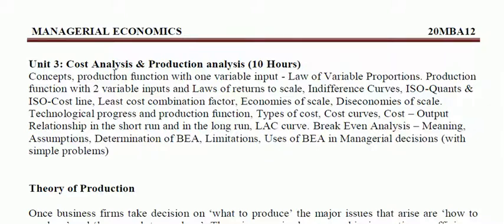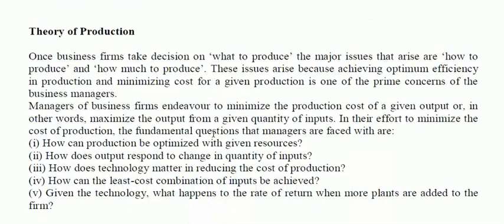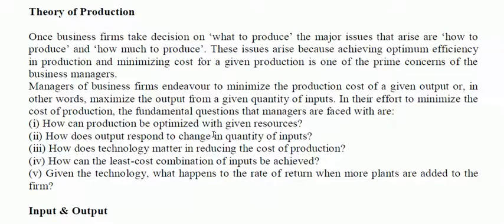This module is about the production function with one variable input, laws of variable proportions, production function with two variable inputs, and laws of returns to scale, indifference curves, isoquant curves and isocost line, least cost combination of factors, economies of scale, diseconomies of scale, then technological progress in production function, types of cost, cost curves, cost-output relationship in the short run and in the long run, LAC curve, break-even analysis: meaning, assumptions, determination, limitations, uses of break-even analysis in managerial decision making, and there are a few problems related to that. Let's begin, I'll go through this module quickly.